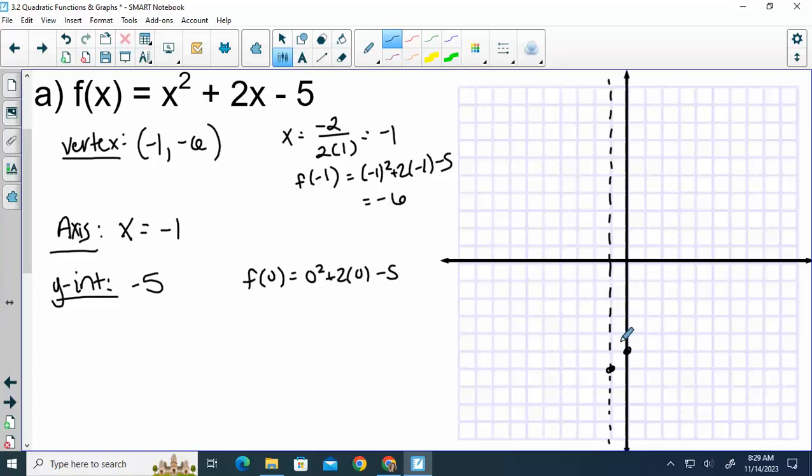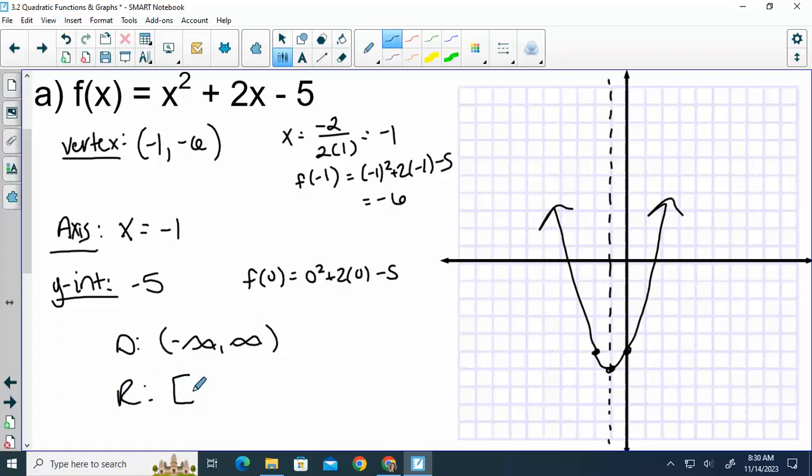Minimum of 3 exact points, so to get your final one, you can take this y-intercept and reflect it across the axis of symmetry. So it's 1 away from the axis, so go on the other side, and we've got it. Now you could certainly do more points just by plugging them into the equation, but this is enough for me to get a pretty good idea of my graph. What's the domain? And the range? -6 to infinity. Okay.